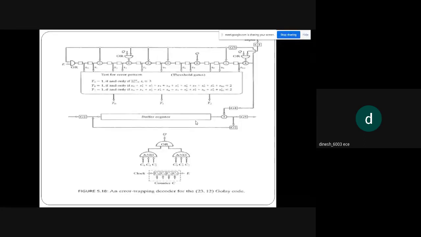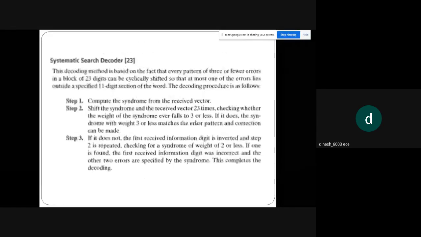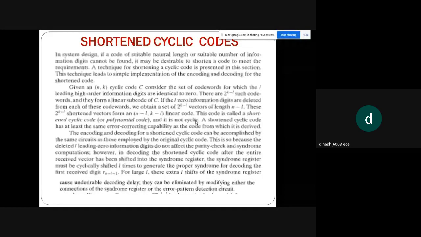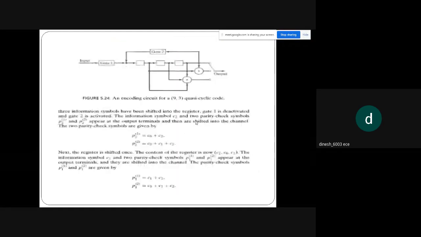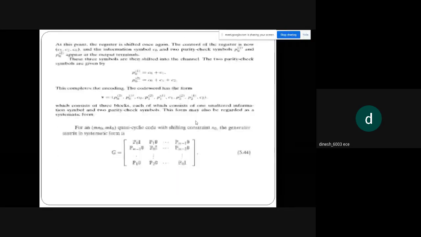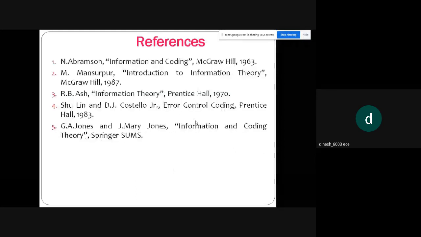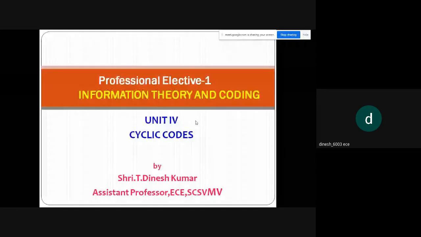I will explain about these Golay codes: introduction, shortened cyclic codes, and how we get Golay codes, the diagram, syndrome calculation, the computation even for shortened codes, and how it is drawn, then cyclic product codes and quasi cyclic codes. All these things will be covered in this presentation. So let us start with the Golay codes.